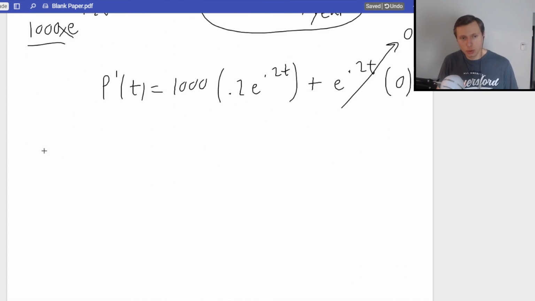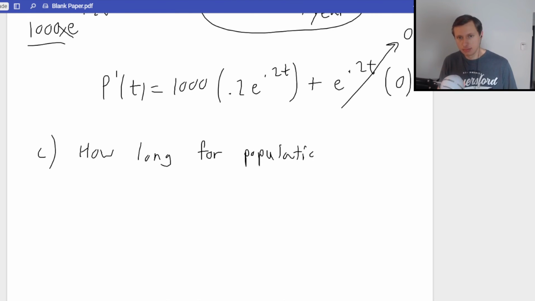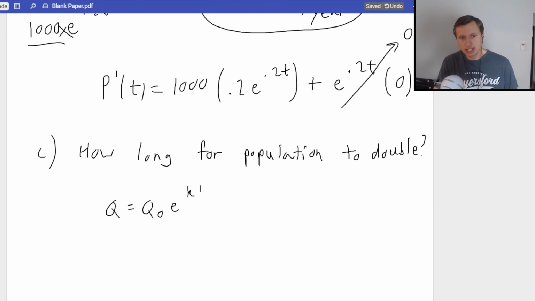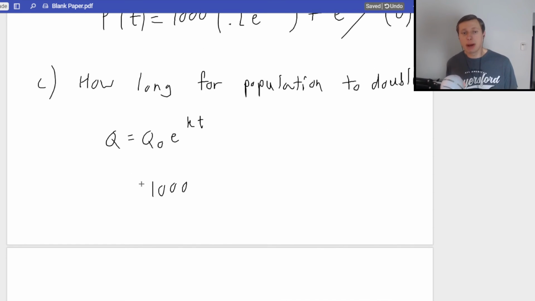And then question part C, how long for the population to double? So this is everyone's favorite question because this is really where the hard part of growth and decay comes. Now, luckily I gave us k already. It was 0.2, in case you didn't notice. So what I'm going to say for this one is Q equals Q naught e to the kt, right? This is our equation. I know my initial is 1000, and if I want my population to double, notice that's just going to be 2000.